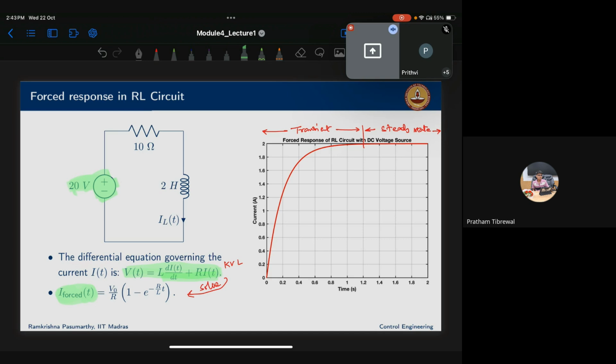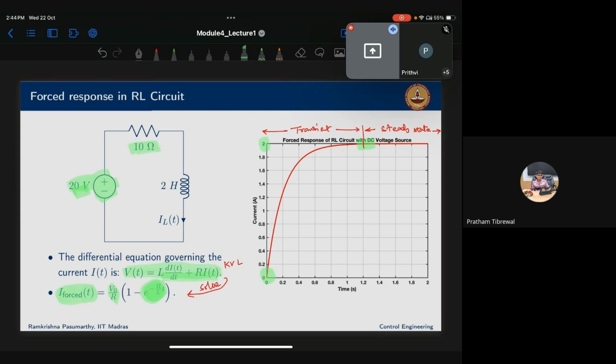Again, if you see in this, when t becomes 0, the e power expression becomes 1, so 1 minus 1 is 0. It means that your response starts at 0. As t increases, this term becomes 0, hence the final term is going to be V naught by R. So what is V naught here? 20. What is R? 10. V naught by R is 2.